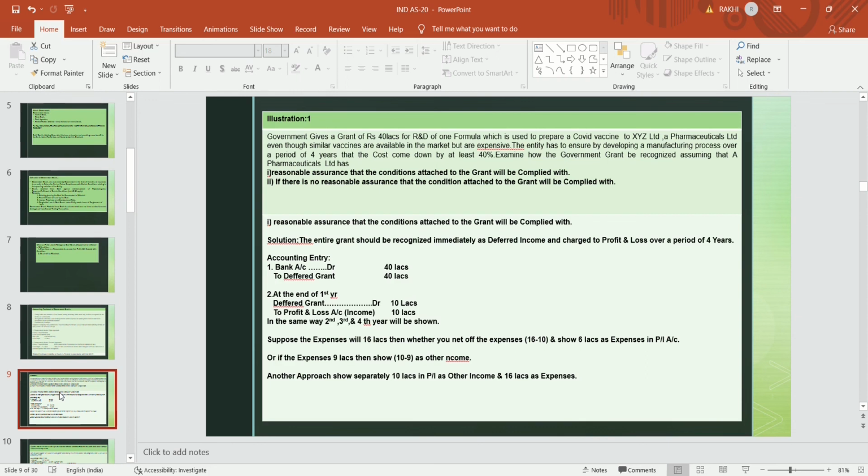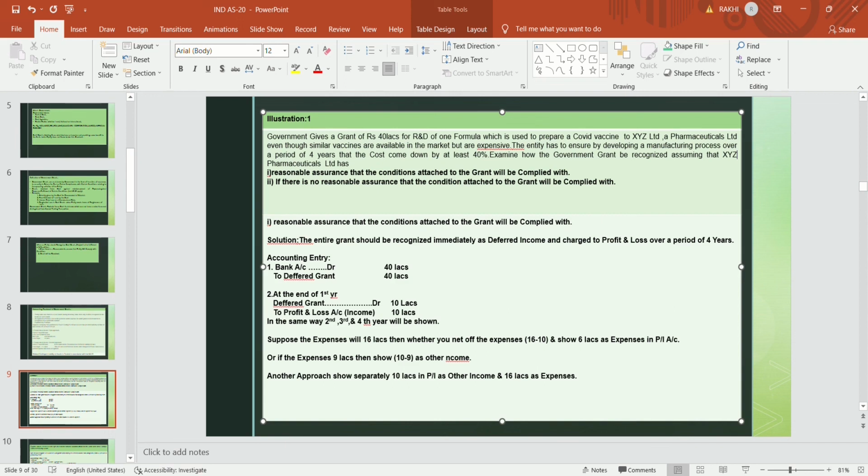Examine how the government grant should be recognized, assuming Pharmaceutical Limited has reasonable assurance that the conditions attached to the grant will be complied with. Then what happens if there is no reasonable assurance? So if there is reasonable assurance that the company will fulfill the conditions, then how will the company treat that grant in its books?